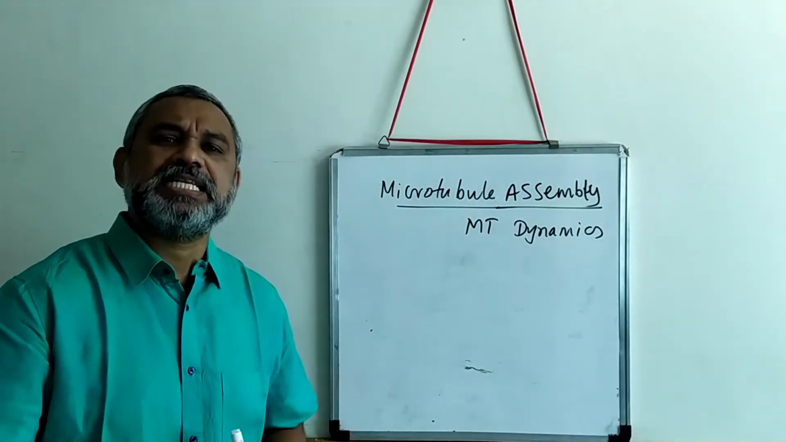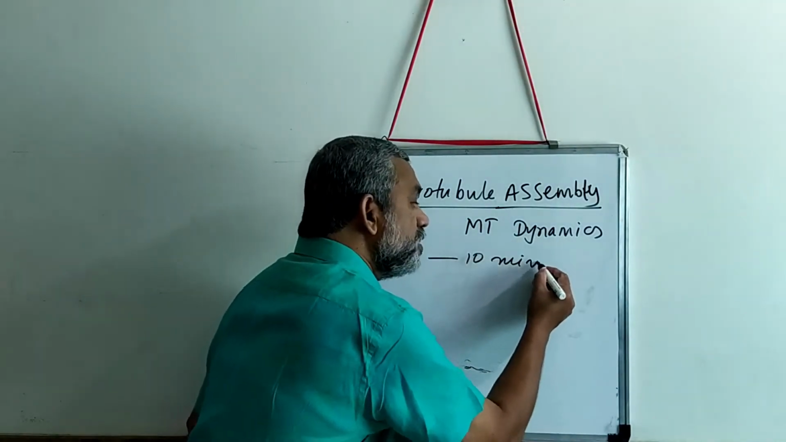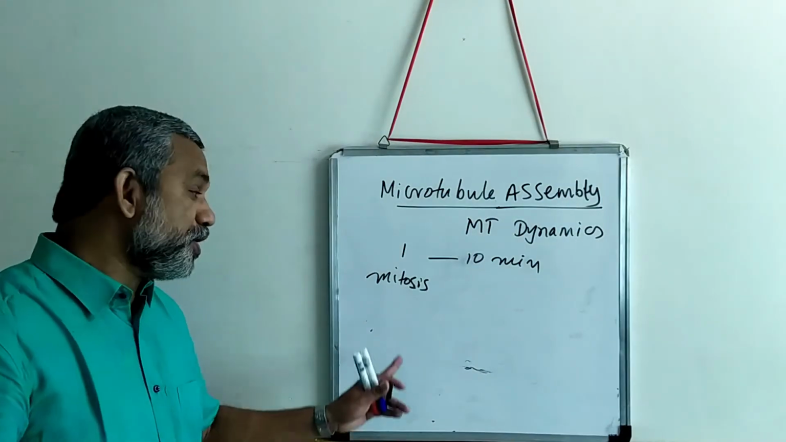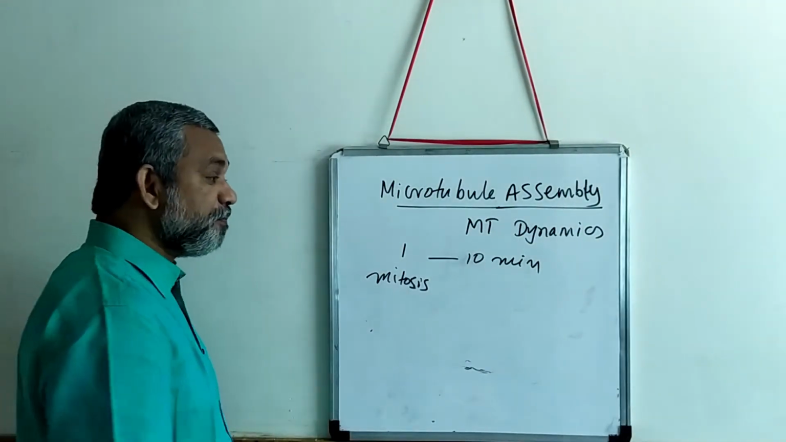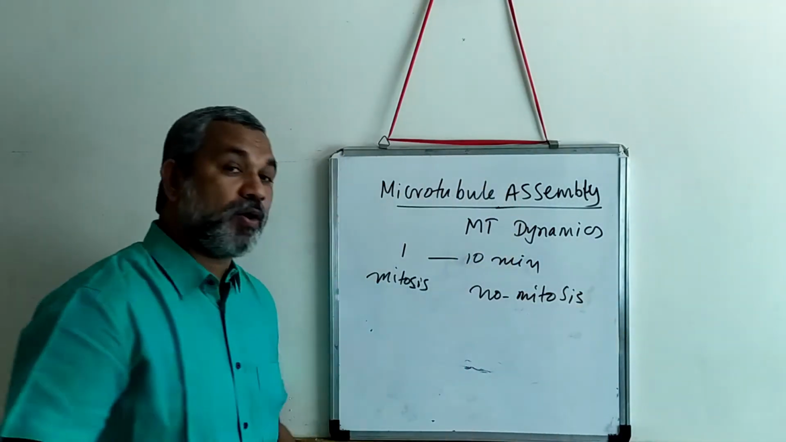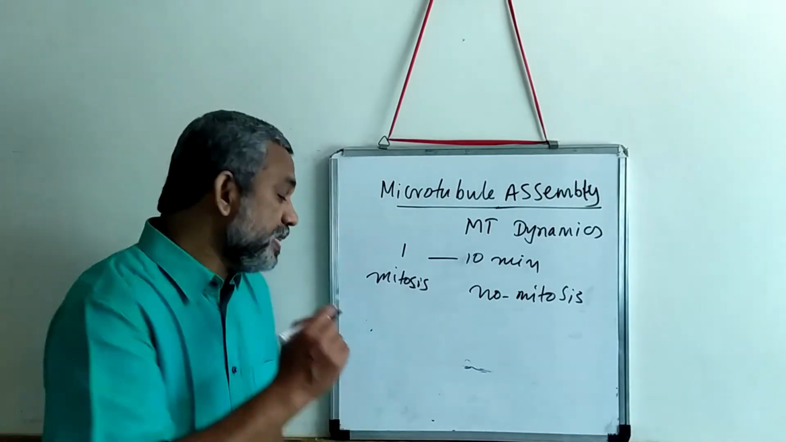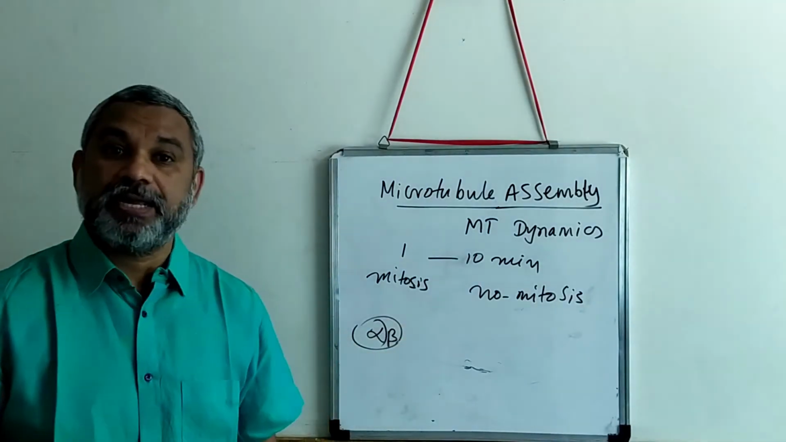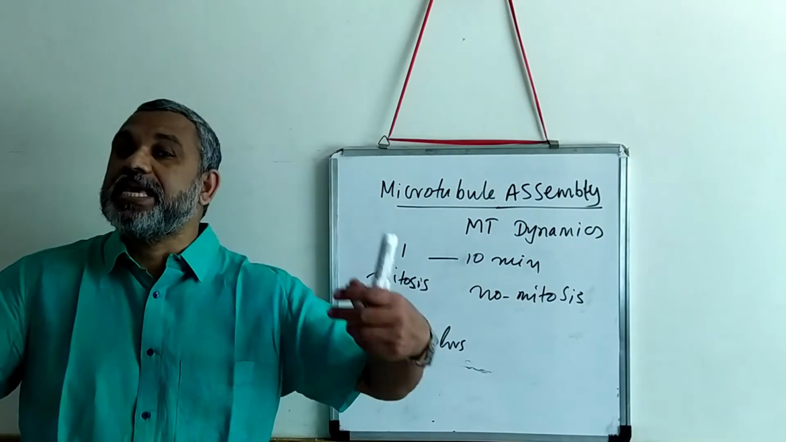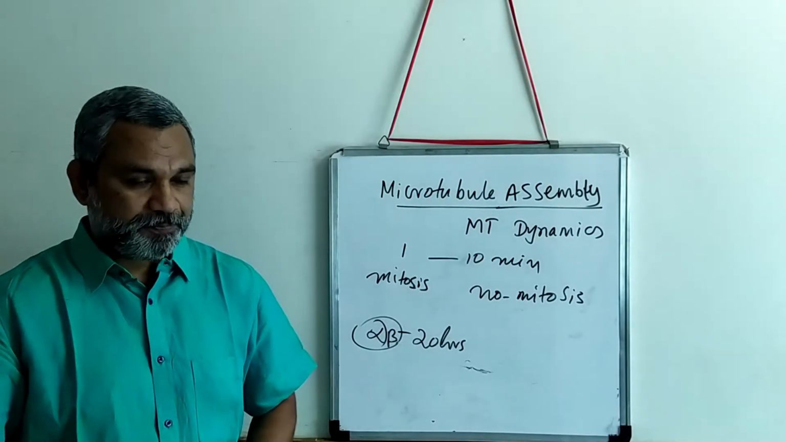Look at the average lifespan of a microtubule. It varies from 1 to 10 minutes. In cells where mitosis is going on, the lifespan is about 1 minute. Where no mitosis is going on, the lifespan can extend up to 10 minutes. In comparison, remember, the alpha and beta monomeric units have a lifespan of about 20 hours. So once it polymerizes, the lifespan decreases in the case of the microtubule. That is knowledge that we need to acquire.